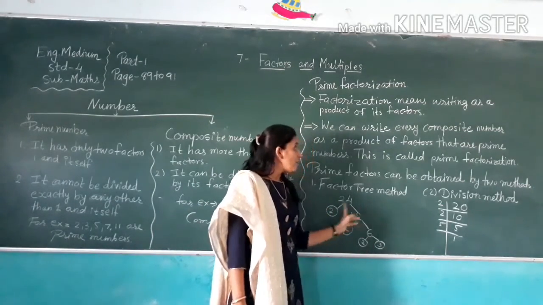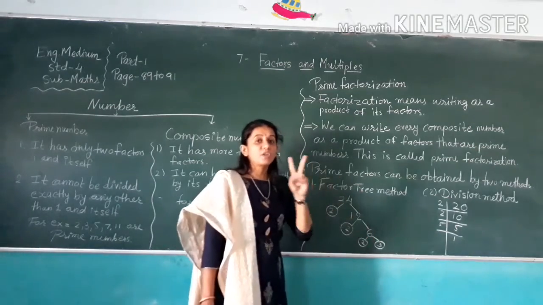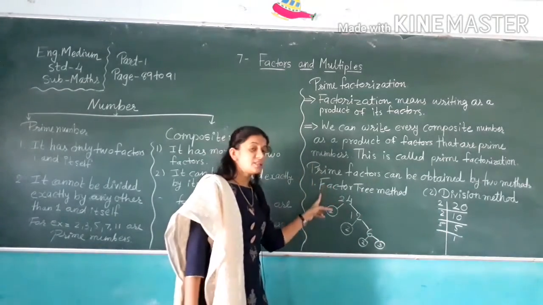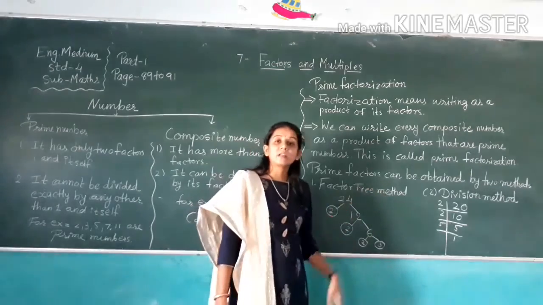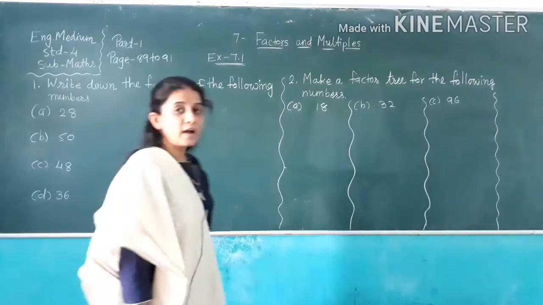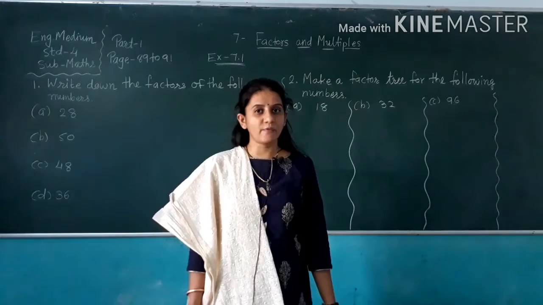This is called prime factorization. We use two methods here. The first one is the factor tree method and the other is the division method. Now solve exercise number 7.1.